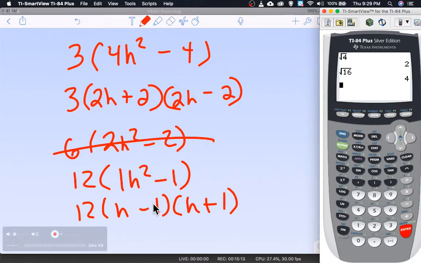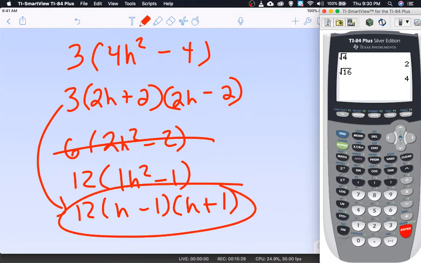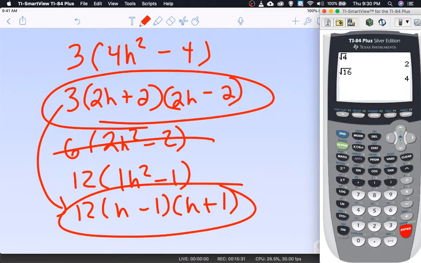That's a 1, not an L. This is actually equivalent to this. If you would imagine me factoring a 2 out of both of these and pulling it out, we would actually get that as well. So we have a couple different answers, and I don't necessarily think one is better than the other right now.